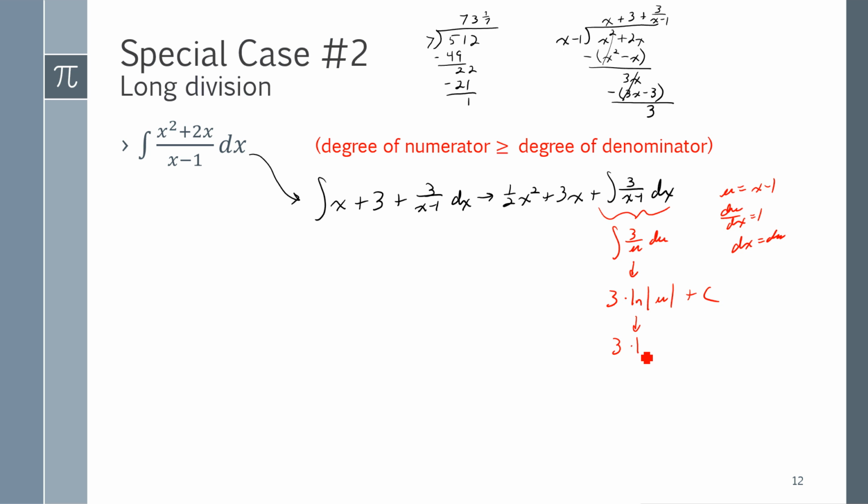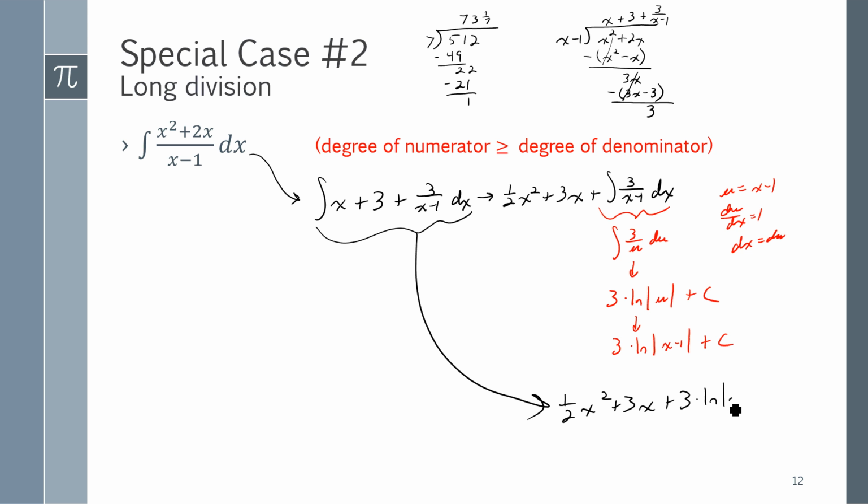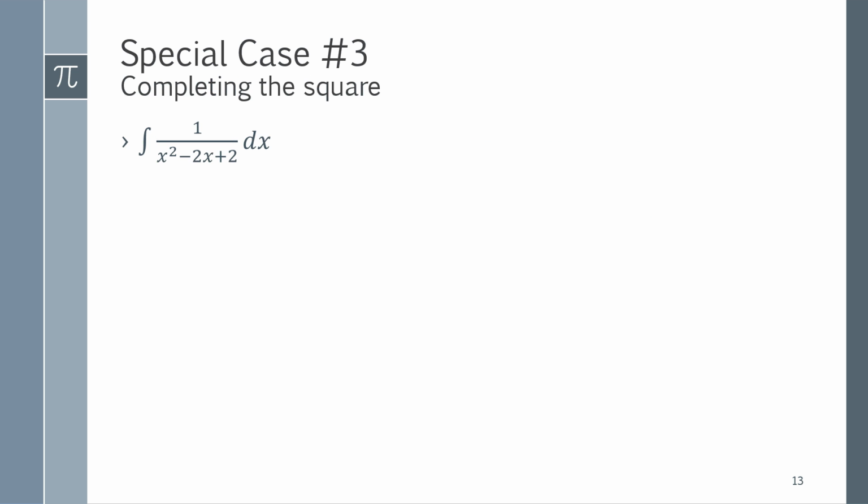which is 3 times the natural log of the absolute value of x minus 1, because I need to make sure that x minus 1 is positive to take the natural log. So that means that all my original integral is equal to 1/2 x squared plus 3x plus 3 times the natural log of the absolute value of x minus 1 plus c. And that's just a case of, you probably haven't really done any long division since Algebra 2, so it's been a while. The third special case is completing the square.